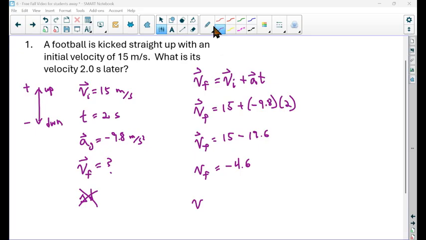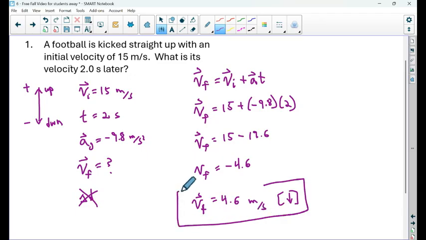And so I'm now going to reinterpret my directions. Negative means down. So I'm going to write this as 4.6 meters per second. And then in the brackets, I can either write the word down or I could also use arrows like that. I kind of like those. That's a perfectly fine way to do it. I'll know what you mean. No worries. Okay, there we go. There's my first problem solved. Let's move on to example number 2.